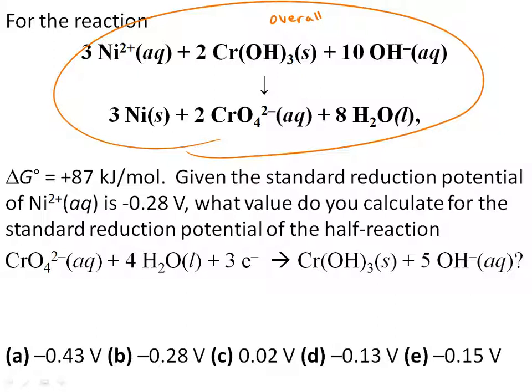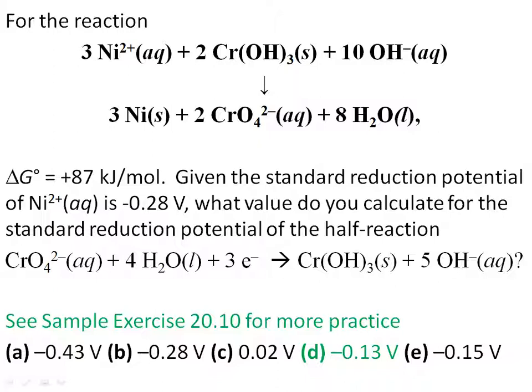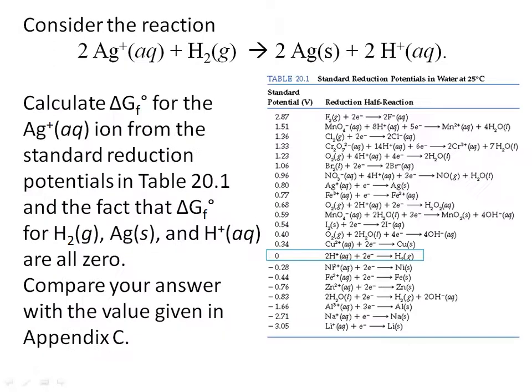All right, and let's take a look. The correct answer was D, negative 0.13 volts. If that was a little bit too fast, then you can take a look at sample exercise 20.10 in your textbook for more practice. Let's try one more.